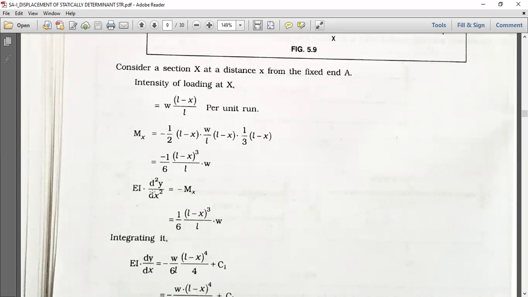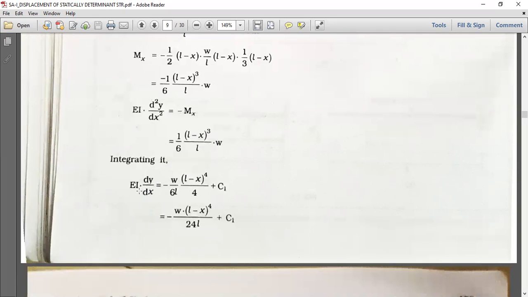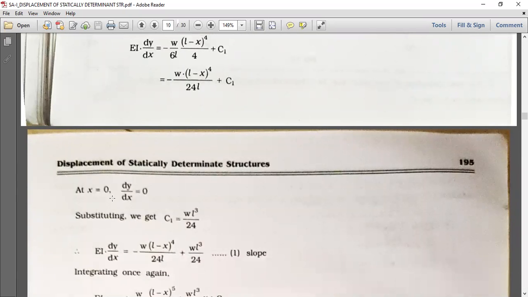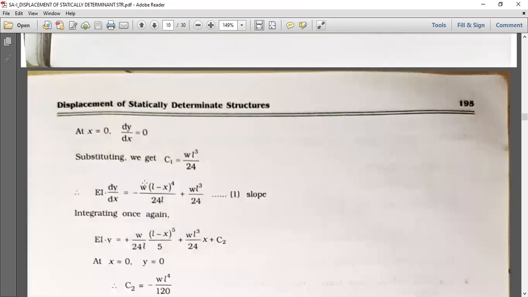Now integrate it. EI dy by dx is equal to W into 6L into (L minus x) raised to 4 divided by 4 plus C1. To simplify it, we can have the final equation as minus W into (L minus x) the whole bracket raised to 4 divided by 24 times L plus C1. C1 is a constant. But we know x is equal to 0 and dy by dx is equal to 0 at the point B. That's why C1 is equal to WL cube divided by 24.